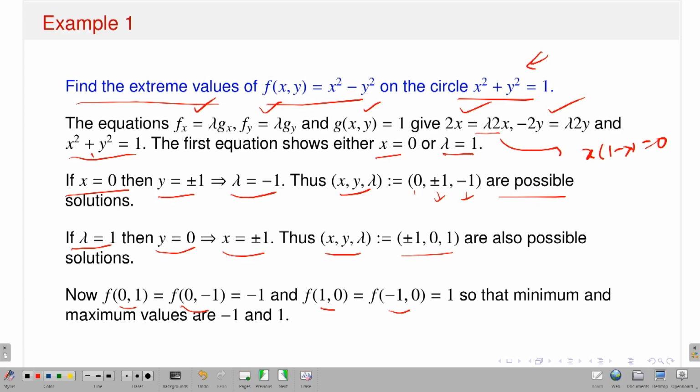And you can get the value of these functions. So these 2 points give the value minus 1, and these 2 points give the value 1. So the minimum and maximum values are minus 1 and plus 1. Okay, so that's very nice actually.